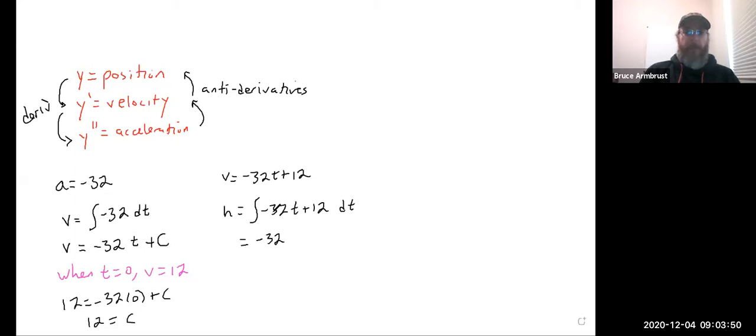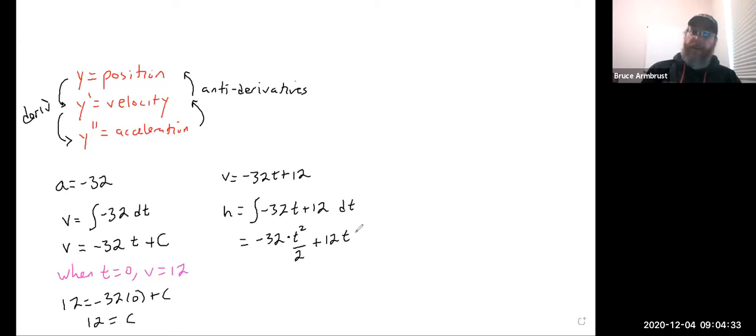All right, so we're going to get minus 32. It's a constant multiple. When we integrate t, let's use the power rule. So this is t to the first. So we're going to add 1 to the exponent and then divide by that exponent. So we're going to get minus 32 times t squared over 2. And then for the 12, well, the 12 is a constant multiple, and then we're just integrating dt, which gives us another t. So we've got minus 32 times t squared over 2 plus 12 times t.